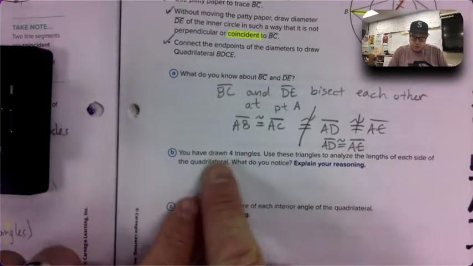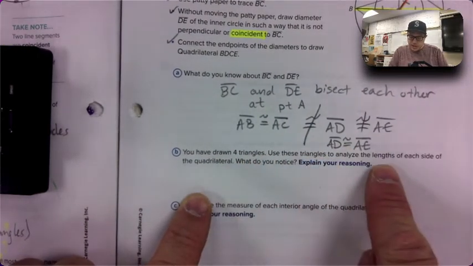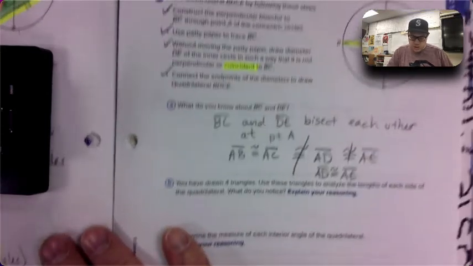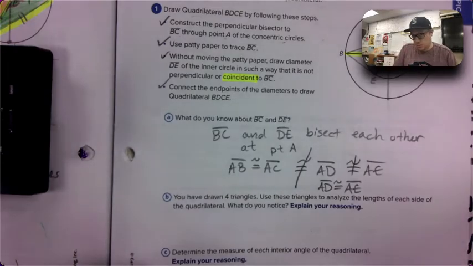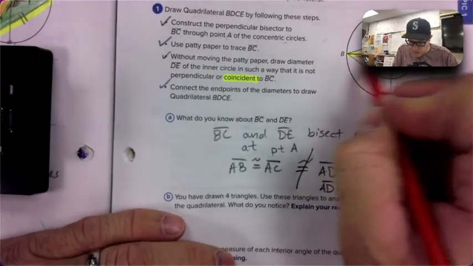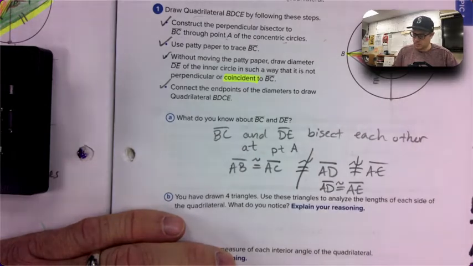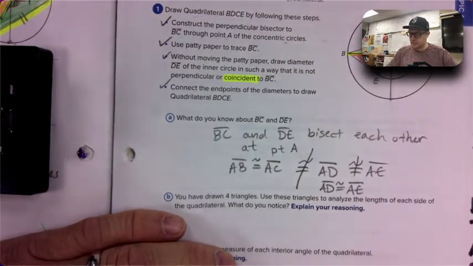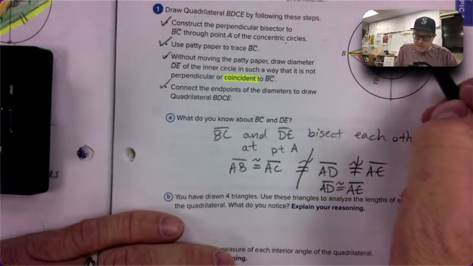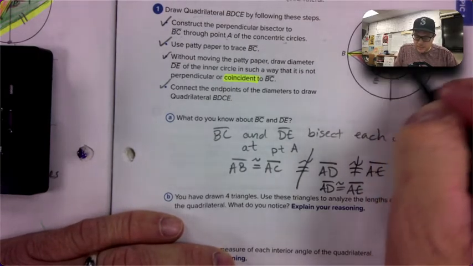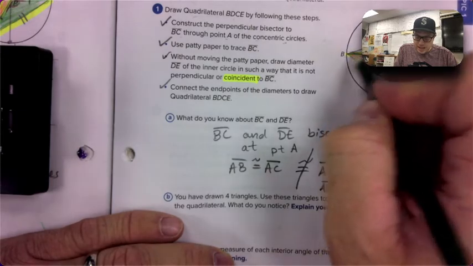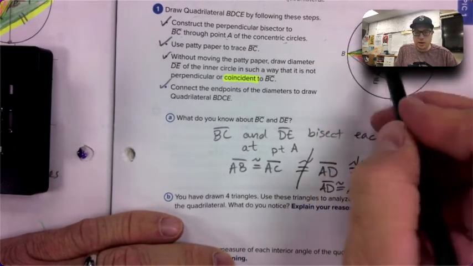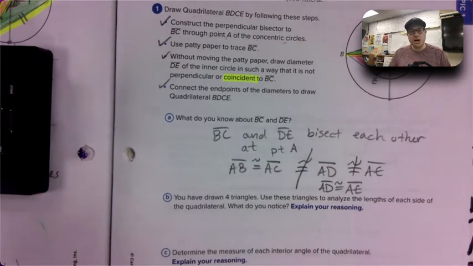All right. You've drawn 4 triangles, so use these triangles to analyze the lengths of each side of the quadrilateral. We drew 4 triangles? What are you talking about? Well, go back and watch the other previous pages. Here's a triangle. It has a matching part on the other side because of SAS. Triangle CAE and triangle BAD. All right, these 2 triangles are matching because of SAS.